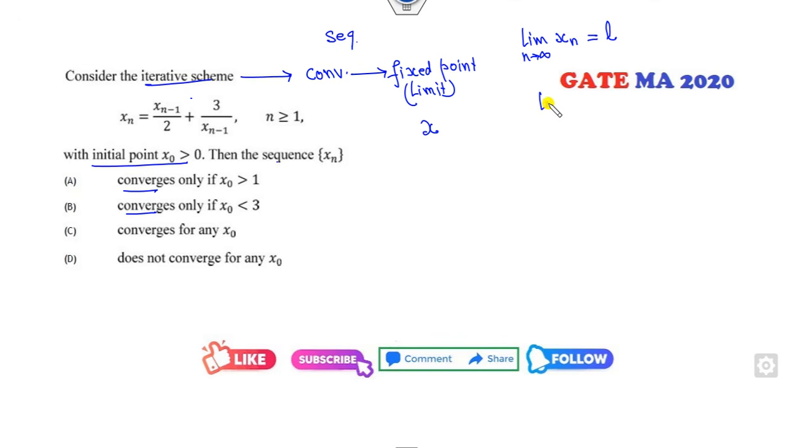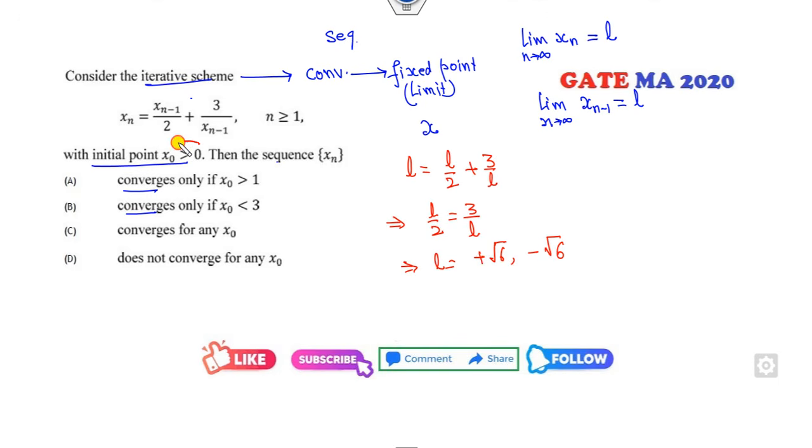So definitely if x_n converges to L, then x_{n-1} also converges to L, and x_{n+1} also converges to L. So this number is L over 2 plus 3 over L. So L over 2 is 3 over L. So L will be plus root 6 or minus root 6. But you can see x naught is positive, so the negative one will be cancelled out. So x_n converges to plus root 6.